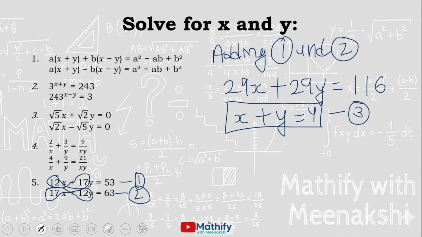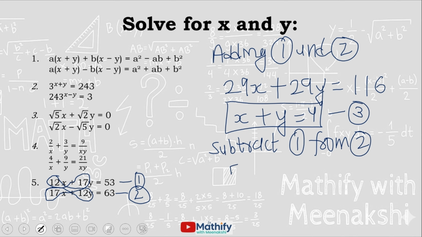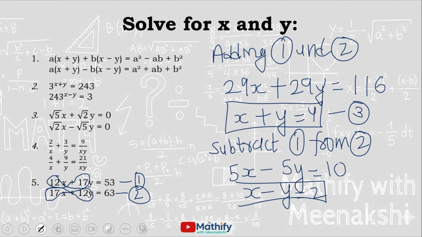Now, as I told you, you have to subtract. So now I will subtract 1 from 2. You can even subtract 2 from 1, whatever you like. Subtract 1 from 2. So what I will get? 17x minus 12x, that is 5x. 12y minus 17y, that is minus 5y. 63 minus 53, that is 10. So now I will divide this equation by 5. So x minus y is equal to 2.